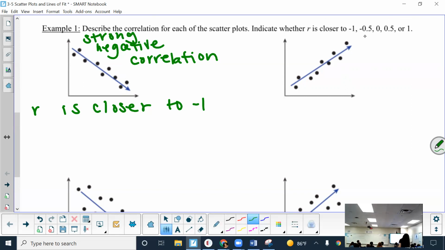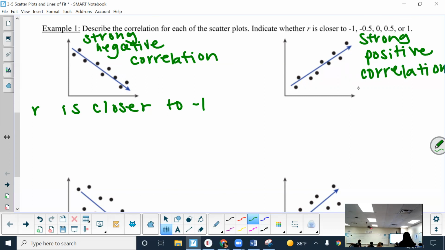All right, let's try this one. Positive or negative? Strong. Good. And yes, I would agree that it's a strong positive correlation. And what would you estimate that this R value is closest to? One. Good. All right, try the 2 on the bottom. So practice classifying it and estimating the R value out of those 5 options.